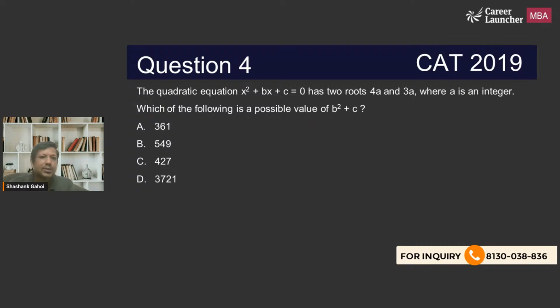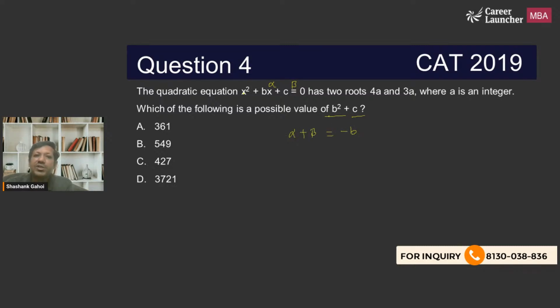Now let's move to the next question. It says that a quadratic equation is x square plus bx plus c equal to 0 and it has two roots 4a and 3a. The question is asking for the value of b square plus c. Fair enough. So basically this equation has two roots alpha and beta. What is the sum of roots? Alpha plus beta is equal to minus b upon a.